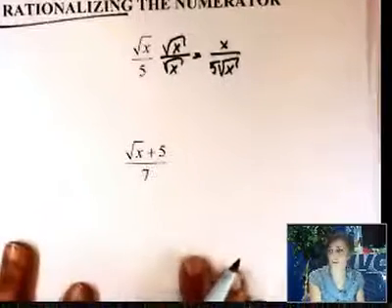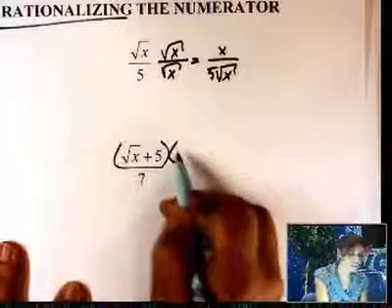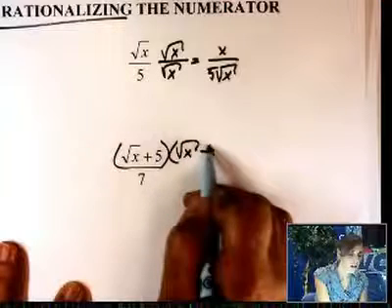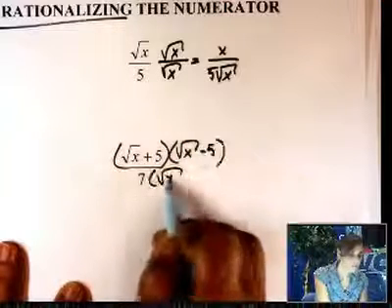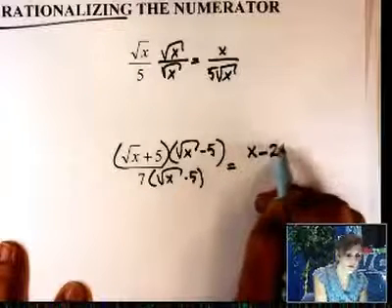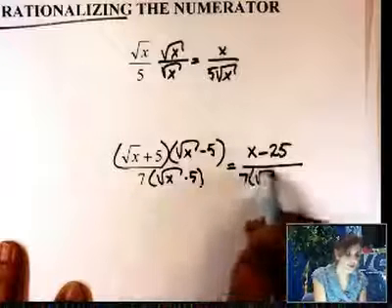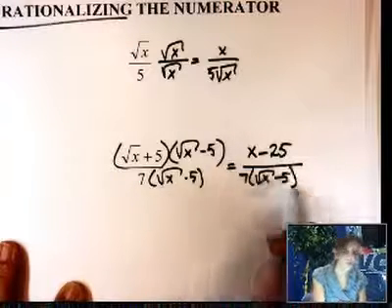Well, how do you do this one? Same way you were doing the numerator. You multiply by its conjugate. And you're going to get x minus 25 on top. And at the bottom, you're going to have this. And it's going to be left behind.